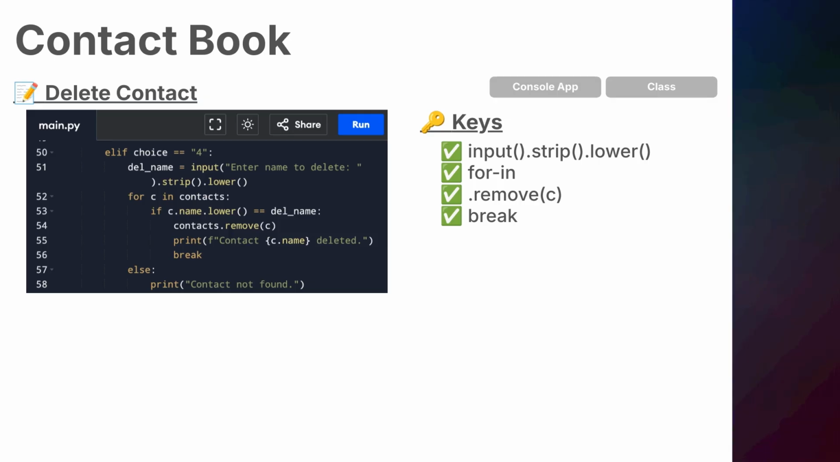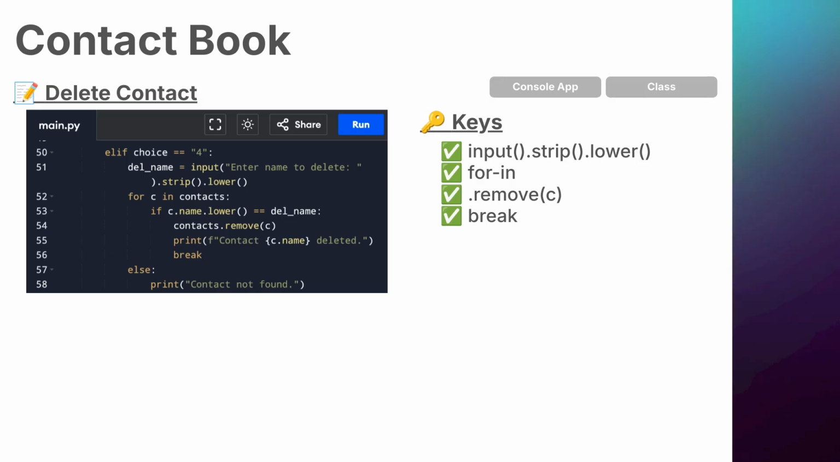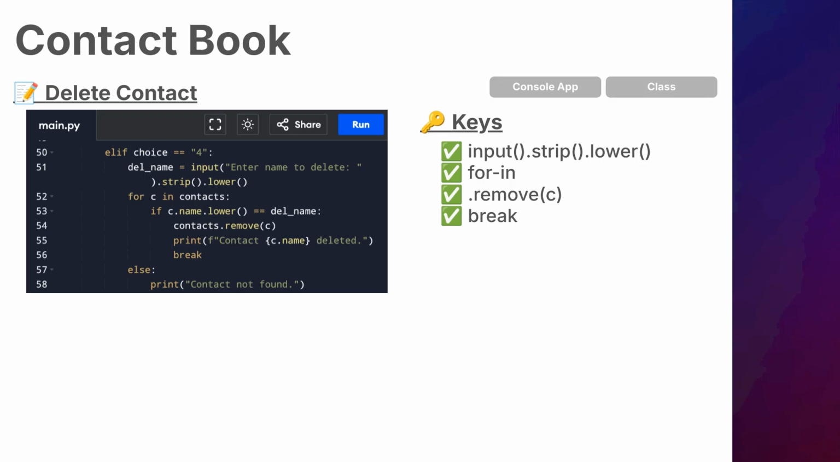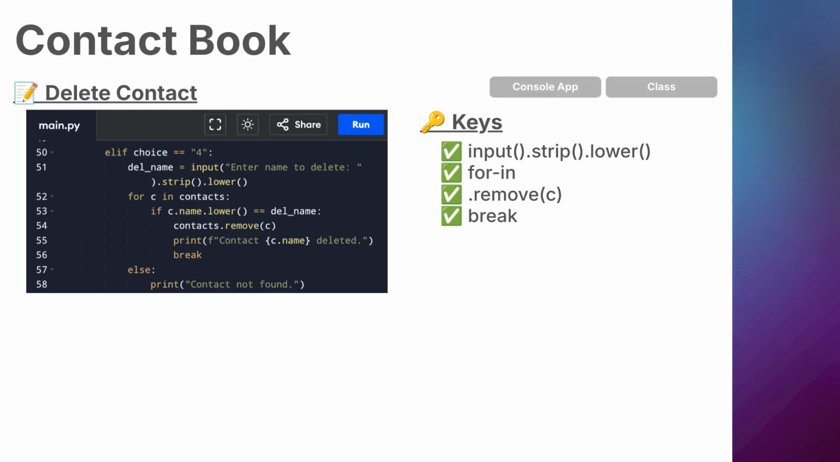Okay, let's take a look at this final part one by one. This section runs when the user chooses option 4 from the menu. Its job is to delete a contact from the list if it exists. We start by asking the user to type the name of the contact they want to delete.